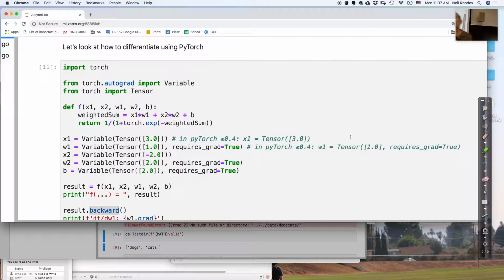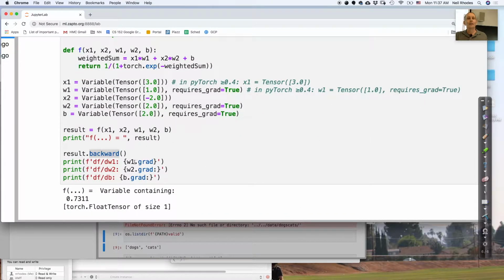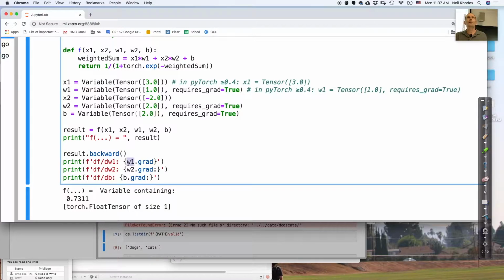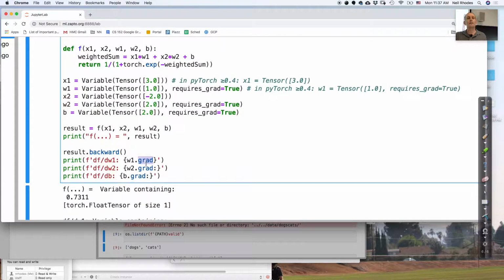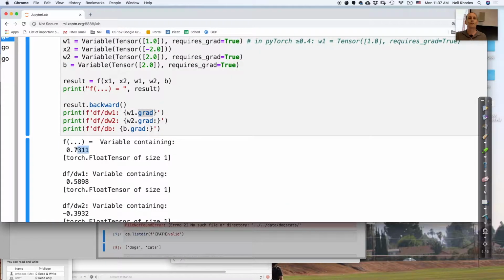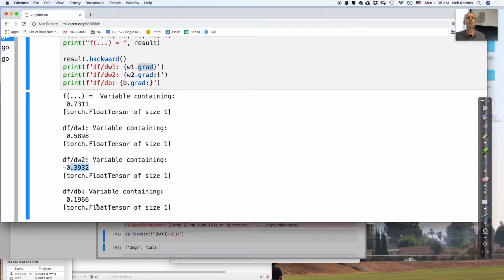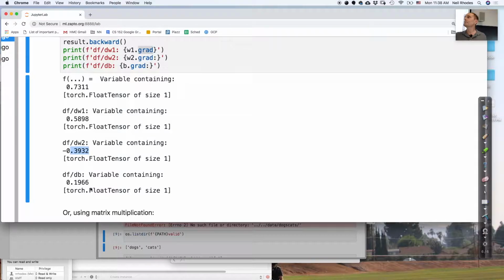And what we would normally do is we'd calculate a loss function and then say, OK, loss dot backward. And then once you've gone backward, every tensor which requires a gradient now has a gradient field, a grad field. And so when we run this, we get that f is a variable containing this tensor. And then df dw1 is 0.5898, df dw2 0.3932, df db 0.1966. Does that make sense?